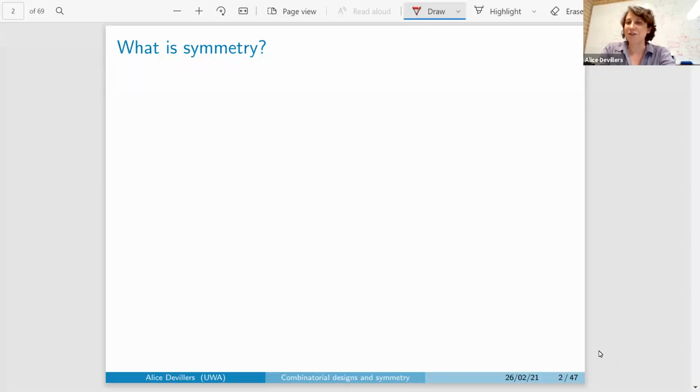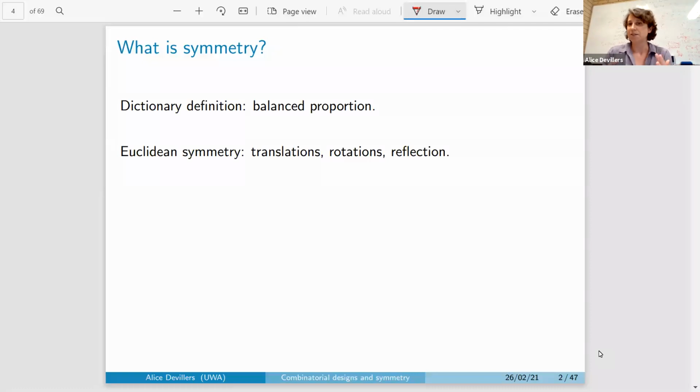What is symmetry? First thing I did, I looked in the dictionary and it said balanced, something that has balanced proportion is something that has symmetry. Probably if you asked somebody on the street, that person would say something like that, like a face has symmetry. If they remember maybe from school, they might remember Euclidean symmetries. So things like translations, rotations, reflections. That's closer to what I mean by symmetry.